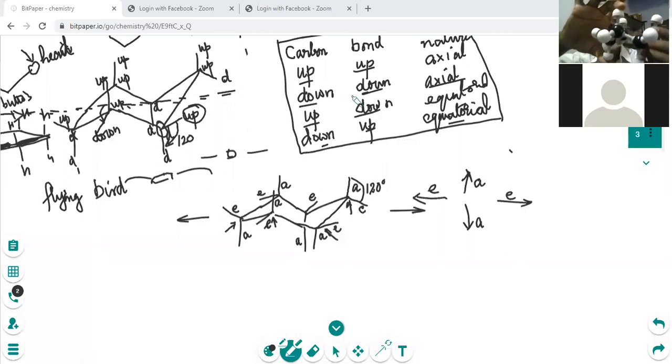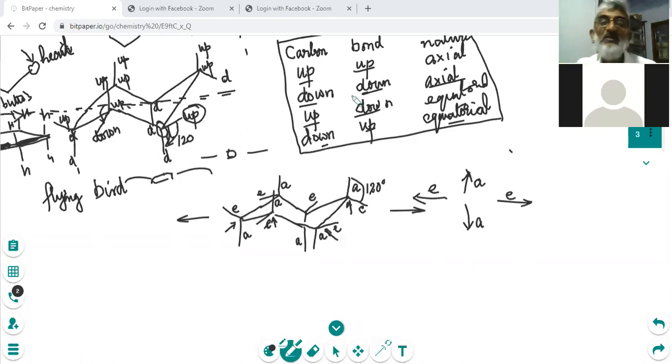Now look at this one. These two. Evidently they are trans. See here. This one and this one, they are trans. Since these two are trans, these two have to be cis. So you just have to see whether it is pointing up or pointing down to see whether it is cis or trans.